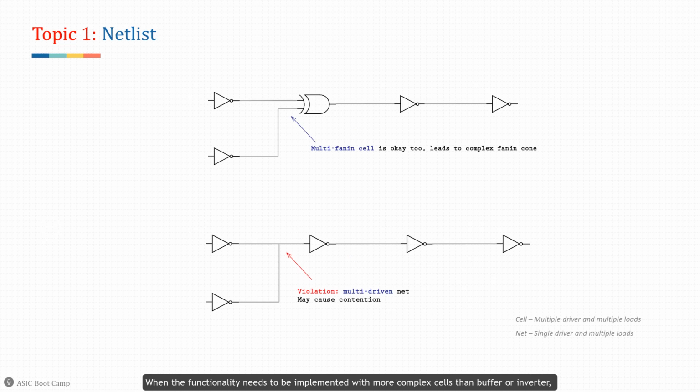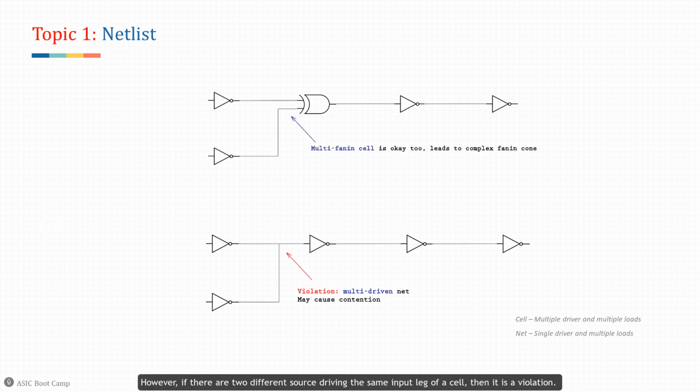When the functionality needs to be implemented with more complex cells than buffer or inverter, we could have multiple fan-in cells in the design such as 2 input AND gate, 3 input OR gate and so on. Here, one cell is getting inputs from more than one source. This is perfectly fine and common also. The only thing to watch out for here is since multiple paths are converging at this cell, it could result in a highly utilized area for routing resources and may introduce congestion if many such cells are clustering together.